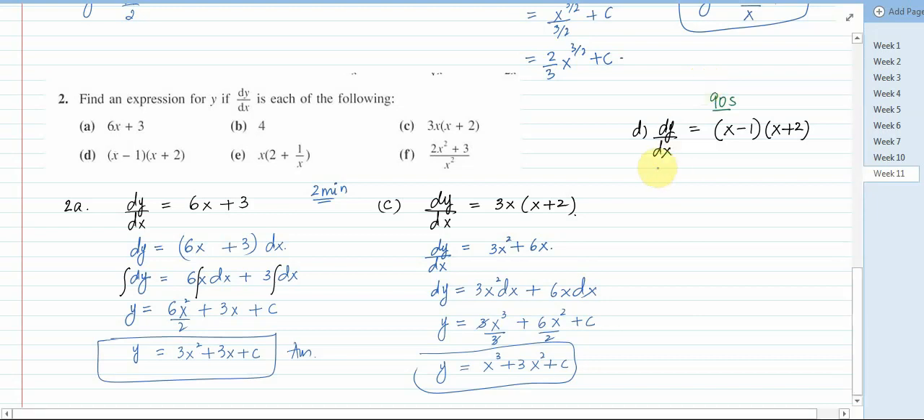Alright, so firstly I need to multiply it. It will be x square plus 2x minus x minus 2, which is x square plus x minus 2, equals dy over dx. So dy equals x square dx plus x dx minus 2 dx. When I shift dx to the right side, it will be multiplied with all of them like we had done in the first part, right? And now the function is ready to integrate.